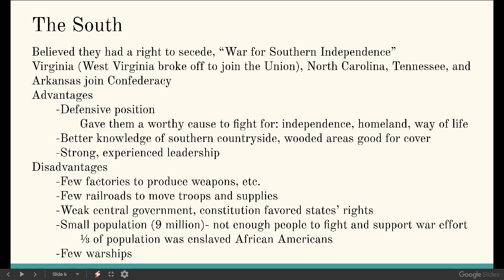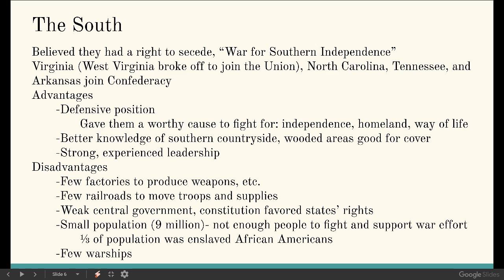So the Confederacy did not learn from that history. They were, again, very concerned with states' rights as part of their reasons for going to war, and their right to own slaves. And so their government's going to be pretty weak in the South.